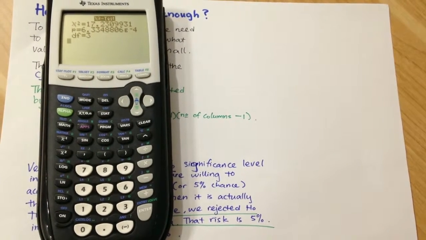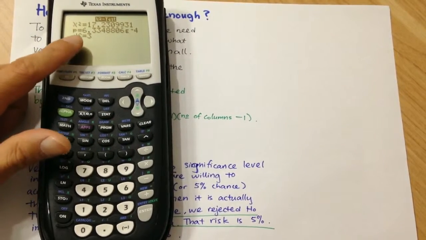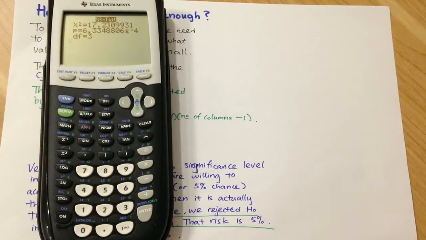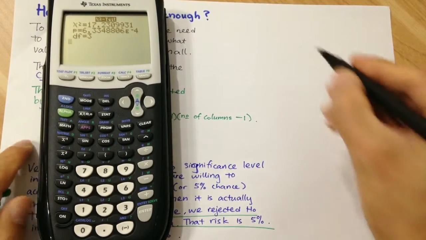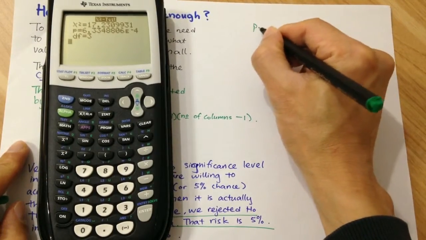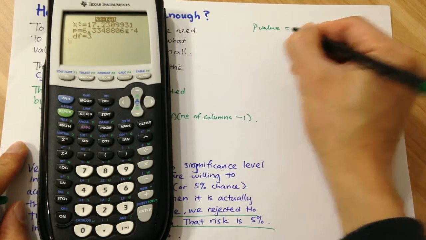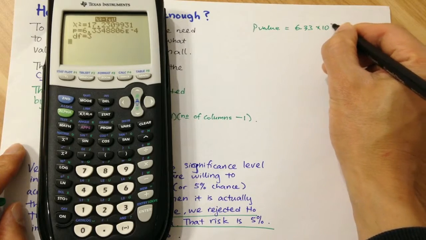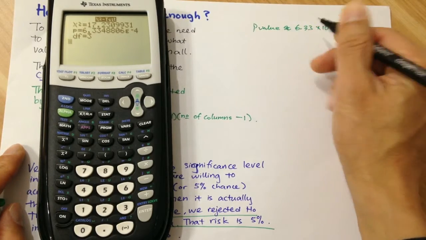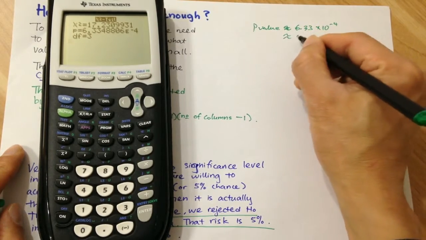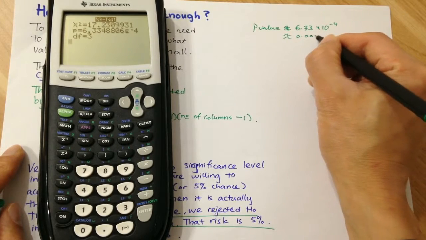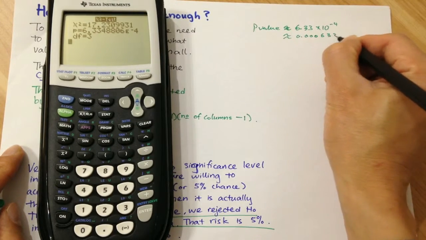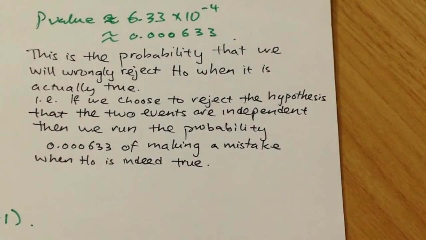For this particular set of data, the p-value that is obtained from the calculator is actually 6.3 times 10 to the power of negative 4. That is, the p-value in our case is 6.33 times 10 to the power of negative 4, which is a very small number, which you can rewrite as 0.00633. What does the p-value tell us?